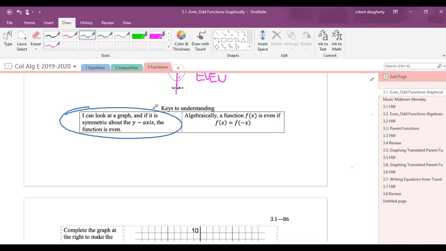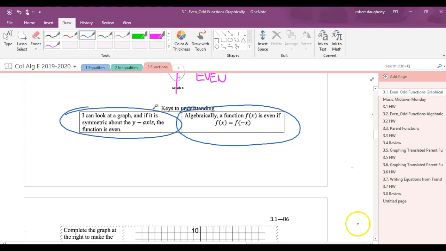The other thing that you will know algebraically, and we'll spend more time on this tomorrow, is that if it's an even function, f of x and f of minus x are going to be the same. If you plug in a 2 on this side of the equation and you plug in a -2 on this side of the equation, you better get the same thing if it's an even function. That's what makes it a mirror image.